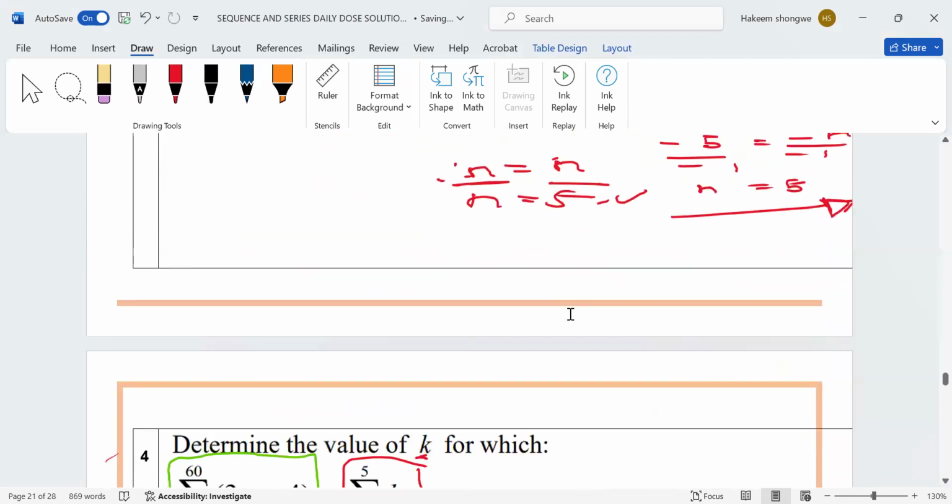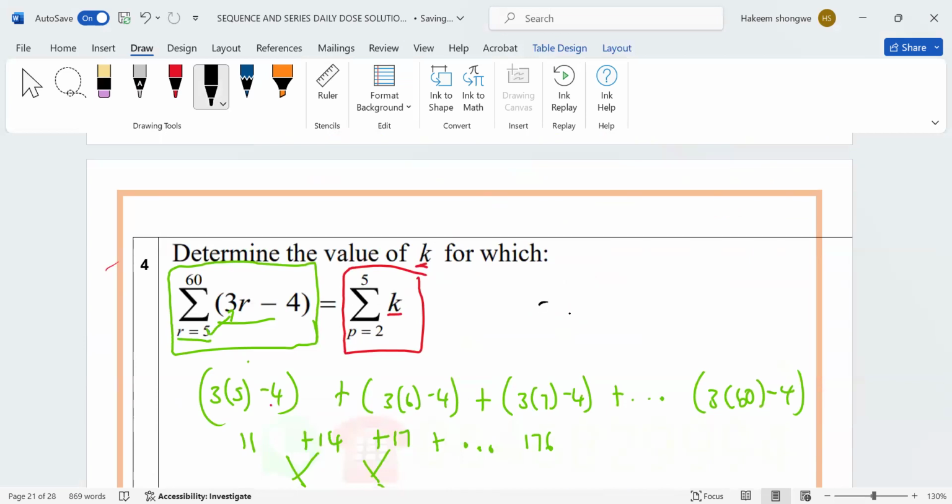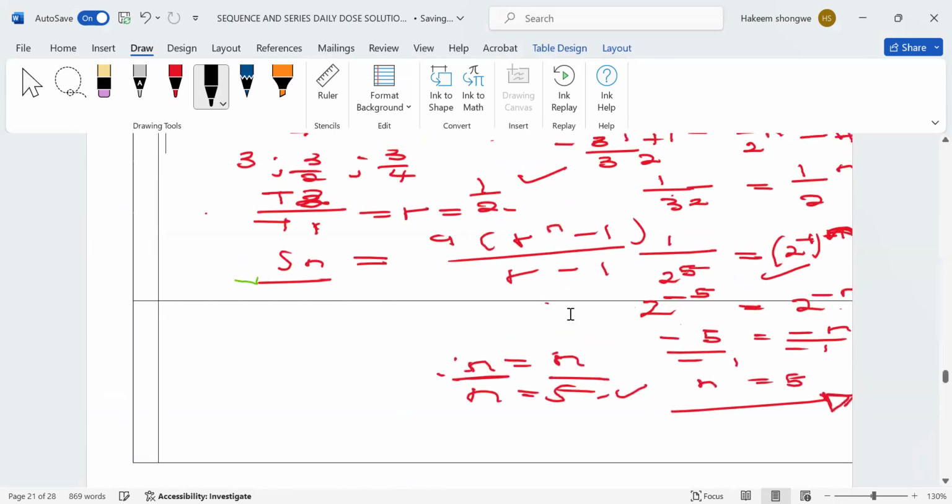Now, this is how you can think of this thing. Basically, here's what they are saying here. They are saying 5,236 is equal to the sum of when P is equal to 2 up until P is equal to 5 of K. So it looks something like this. We know the sum.